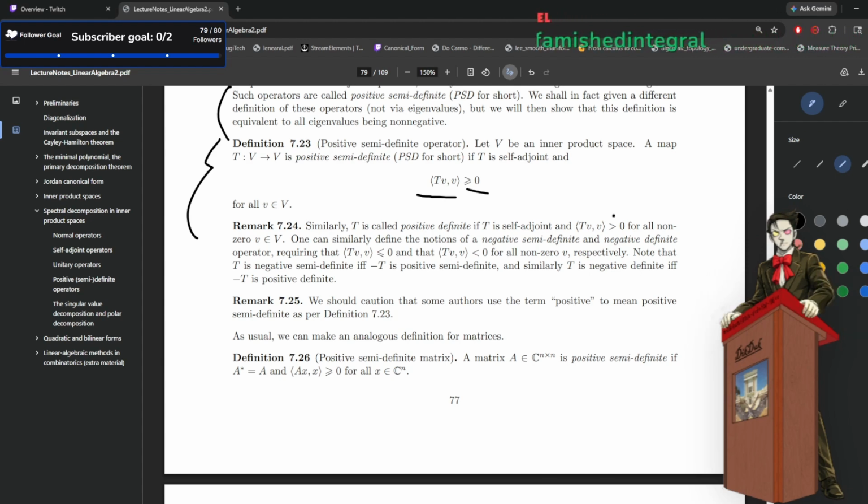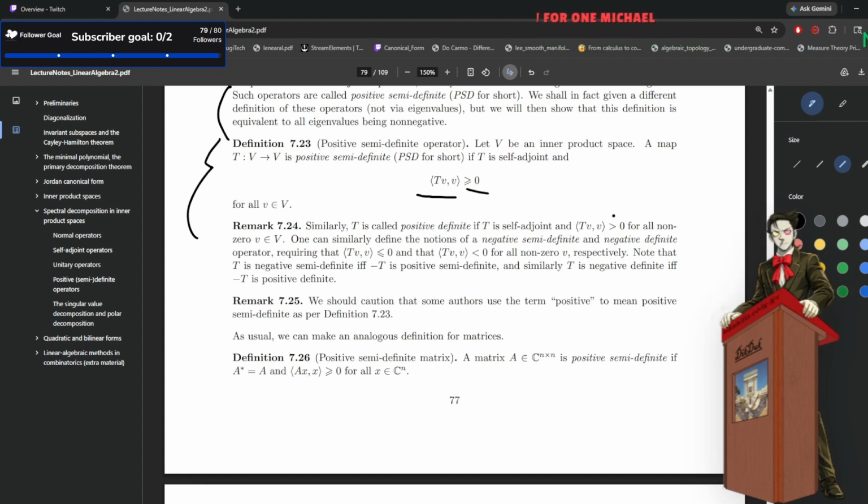the inner product of TV with V is smaller or equal to 0, and that the inner product of TV with V is smaller than 0 for all non-zero V, respectively. Note that T is negative semi-definite if and only if negative T is positive semi-definite, and similarly, T is negative definite if and only if negative T is positive definite.